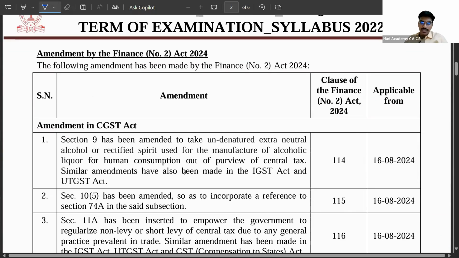Okay. Next amendment is section 9. They have amended it to take denaturated extra neutral alcohol or rectified spirit, which is used for manufacture of alcoholic liquor for human consumption, out of the purview of CGST. As you all know, alcoholic liquor for human consumption is not under the purview of GST. Now undenaturated extra neutral alcohol or rectified spirit used for manufacture of alcoholic liquor for human consumption is also out of the purview of CGST, which means out of the purview of GST itself.